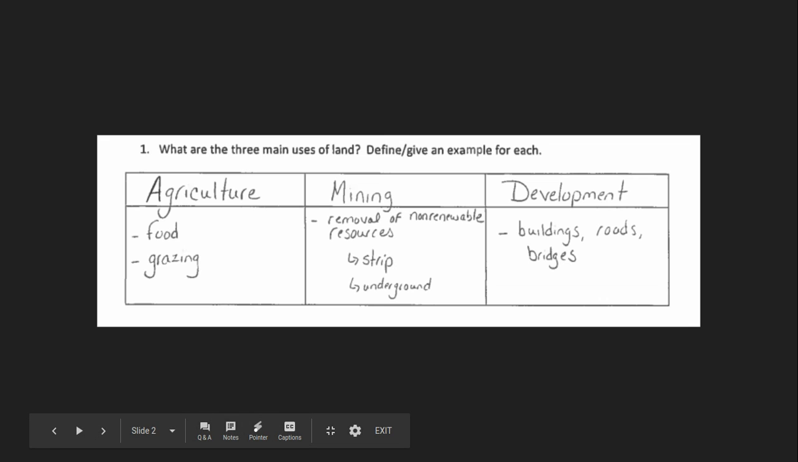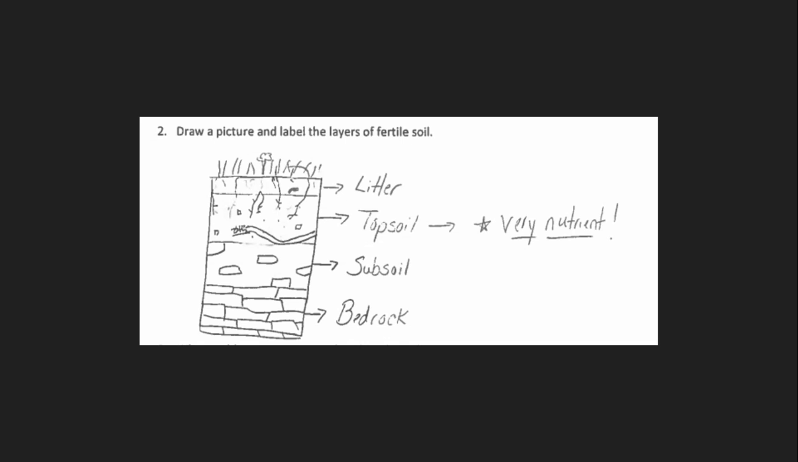All right, what are the three main uses of land? And then define and give an example for each. So you have agriculture, which is farming to get food, and grazing, so you can grow food and you can also graze animals on it. Then you have mining, which is the removal of non-renewable resources, doing stripping underground. And then you have the development of land, so buildings, roads, and bridges.